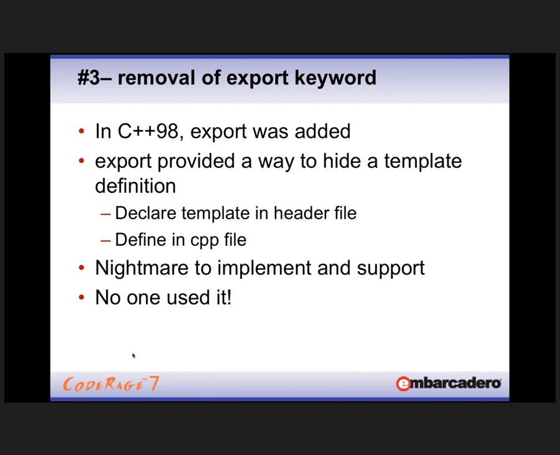And export was provided as a way essentially for implementers, if they wanted to hide a template definition. The problem that they thought they were trying to fix was that vendors wanted to keep implementations hidden for various reasons. Maybe there was intellectual property, or there were other reasons to keep it hidden. But you could provide the definition in the header file like a typical function, and then provide the definition in the source file.